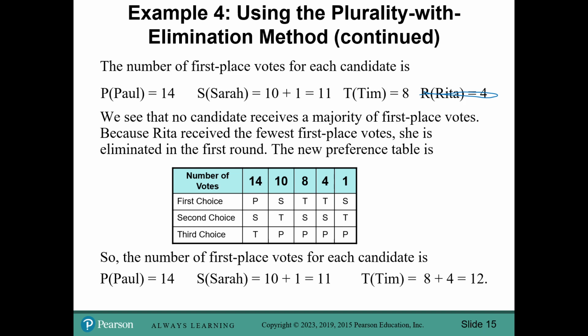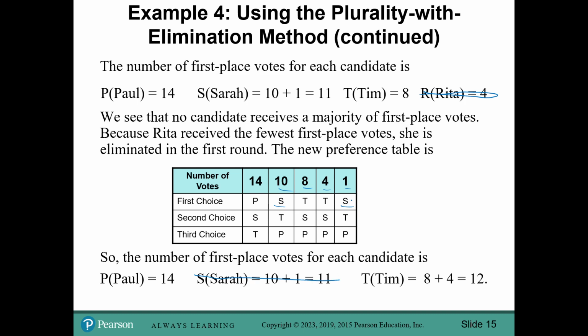Now, with this move up, what has happened is that our numbers have changed. Paul still has 14 first place votes, but Sarah now has 10 plus 1, which is 11. Tim has 8 plus 4, which is 12. Uh-oh, we still have a problem. Nobody's received that majority of 19. So we need to eliminate the person with the fewest first place votes. We need to eliminate Sarah.